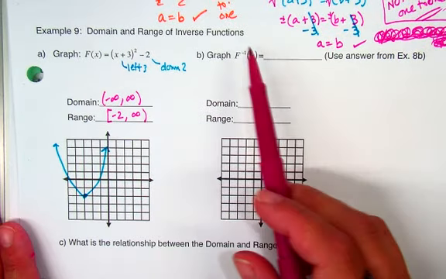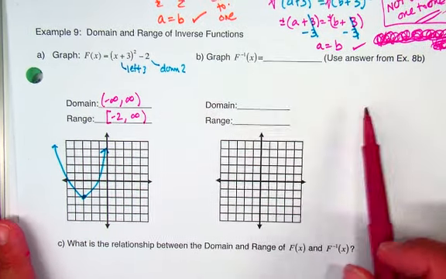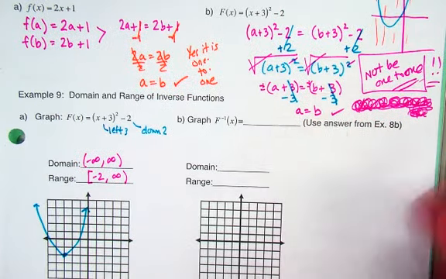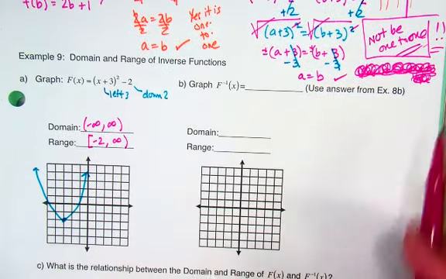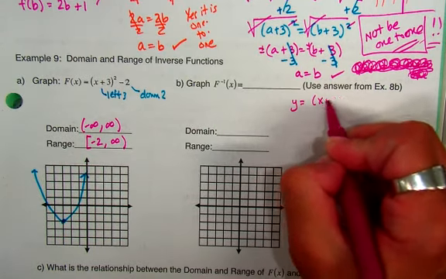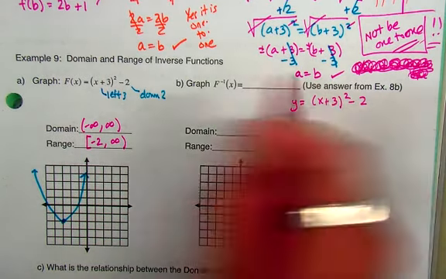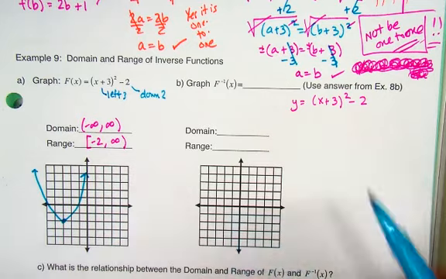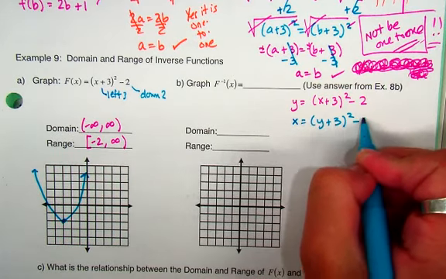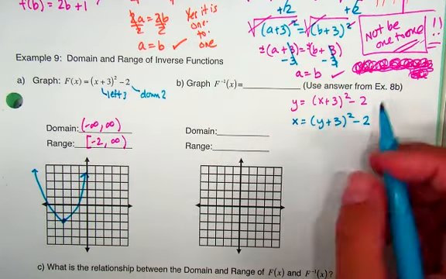The graph of its inverse, use answer from example 8b. Well, we didn't find the actual inverse there, so that's not going to do it. So let's actually find the inverse. I want you guys to do the exercise, work through it. You've got y equals (x plus 3) squared minus 2. Switch x and y and find its inverse. And then look up here and check your answers.